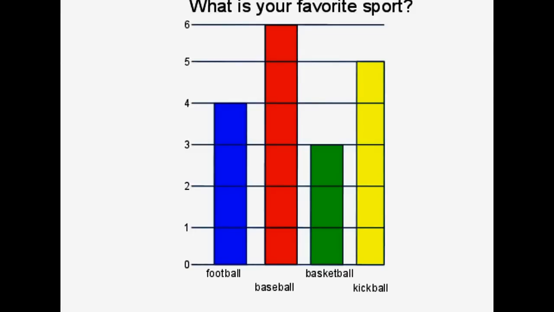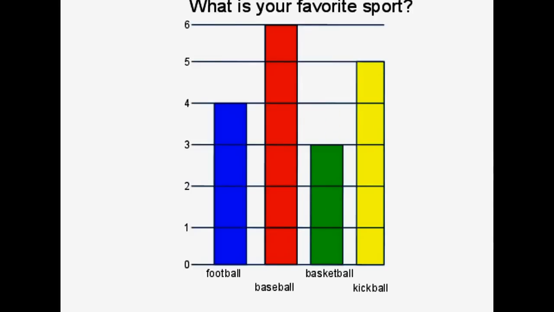Let's take a look at this graph. Point to the title. Did you point up here? What is your favorite sport? Great. Will you point to the label? You got it right down here. Football, baseball, basketball, kickball. Where's the data? You're right. This information is your data.